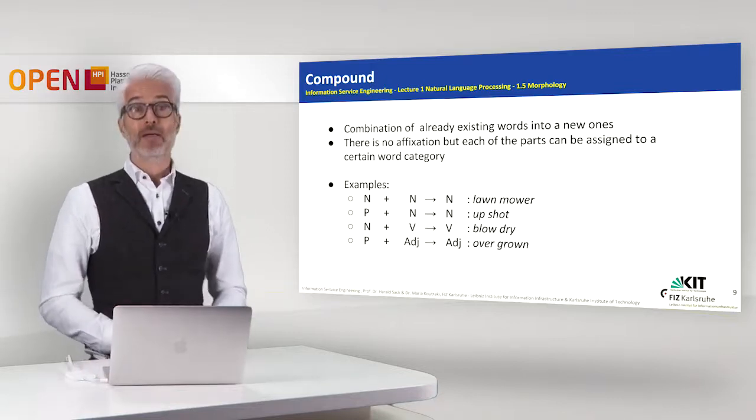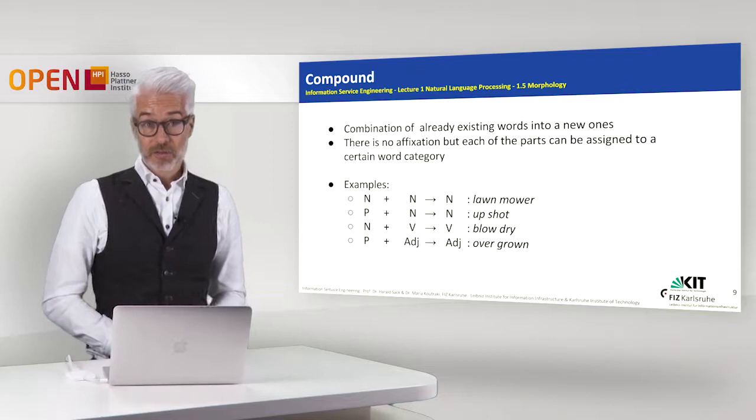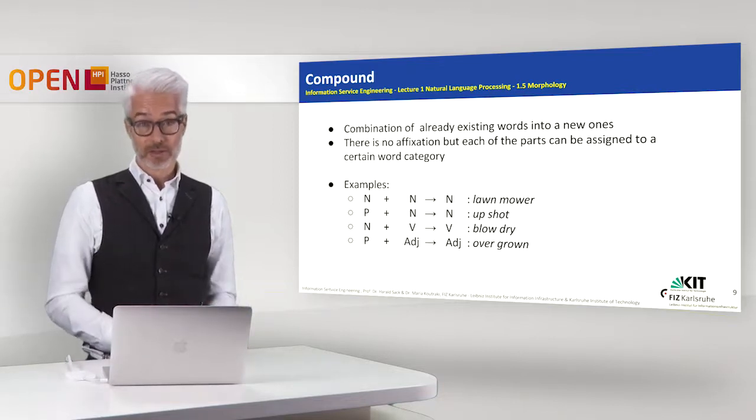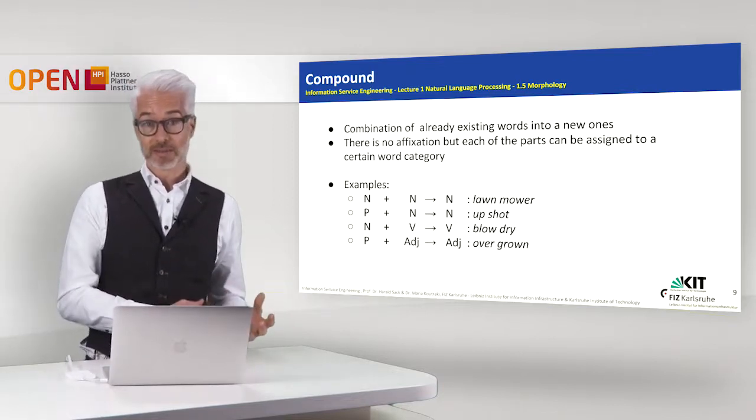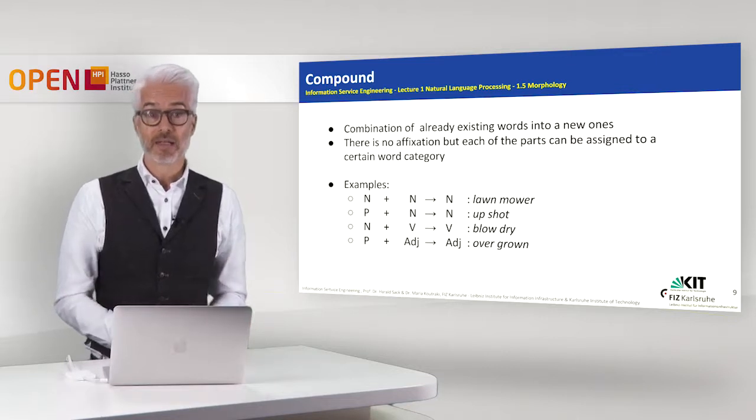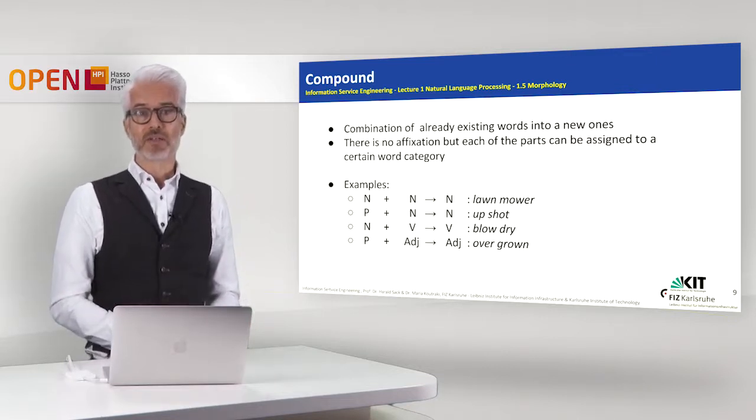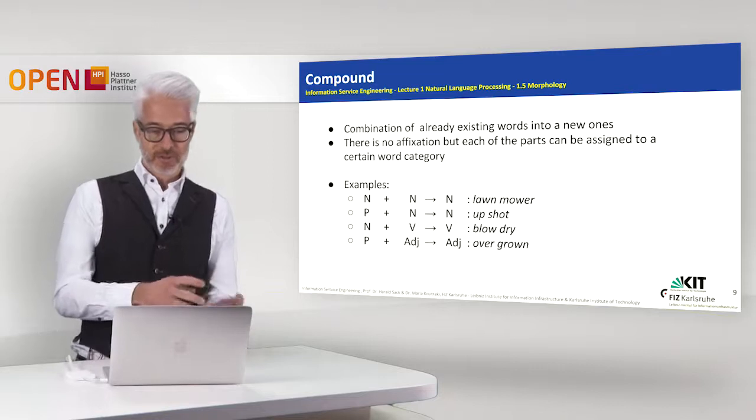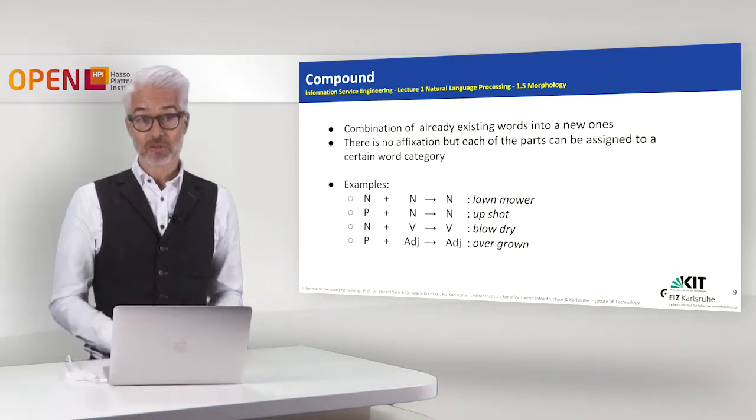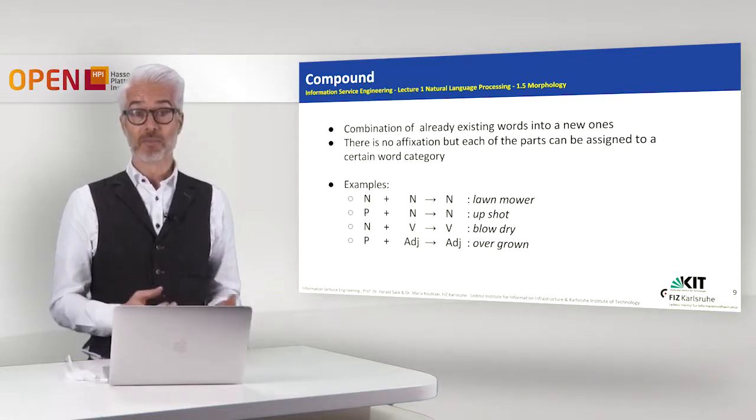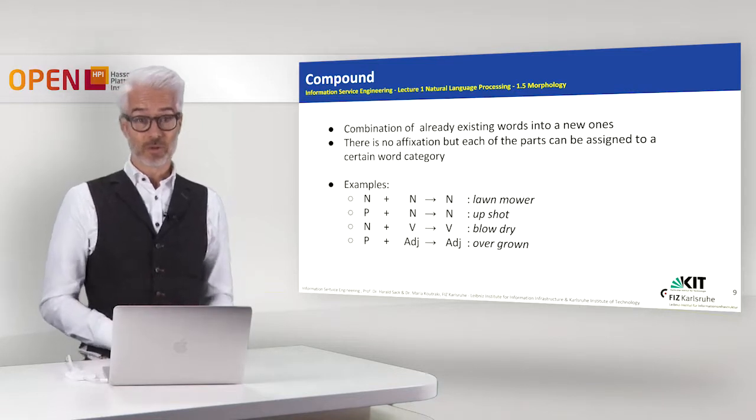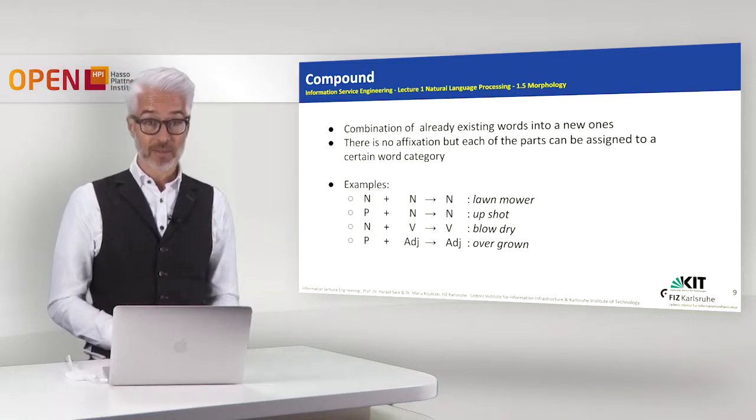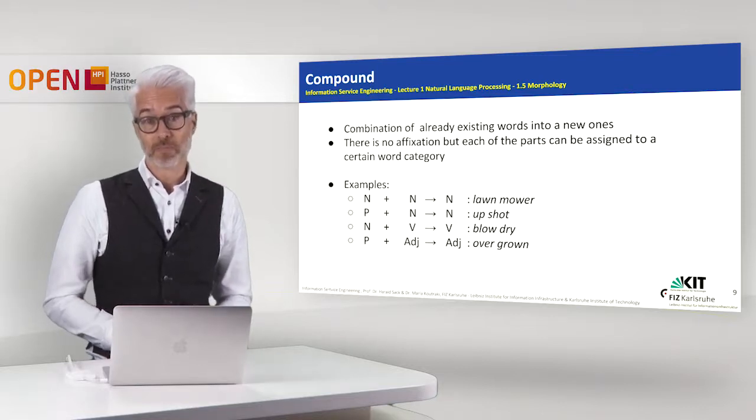So, next thing after derivation is the compound. As I already told you, there I combine already existing words into new ones, and there is no affixation. But of course, each of the words that are part of the compound might be assigned to a certain word category. Let's look at a few examples. The first one here, we have two nouns. We have lawn and mower, and together it becomes the lawnmower.